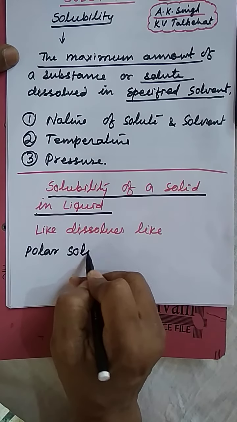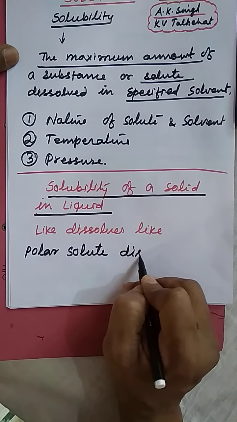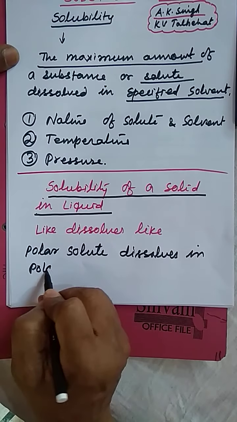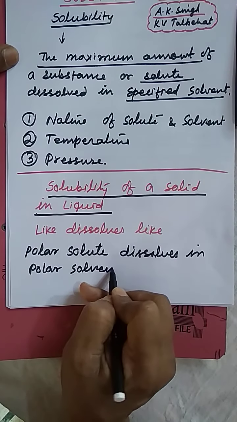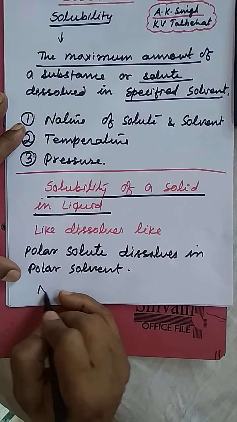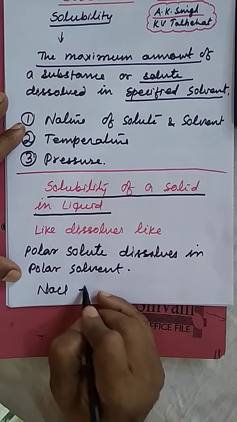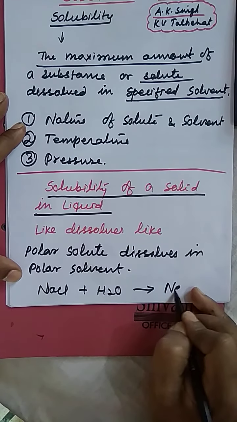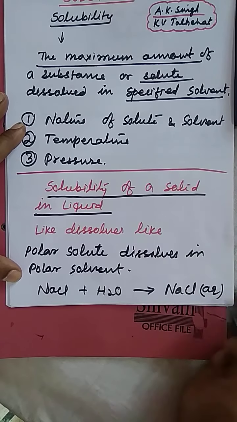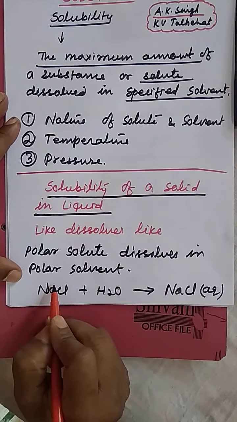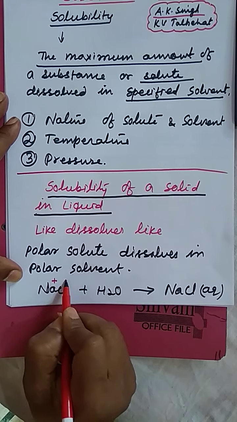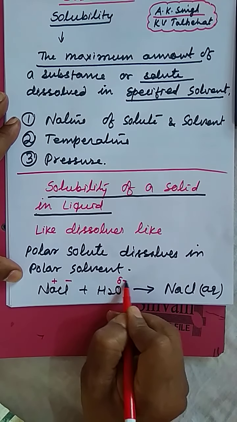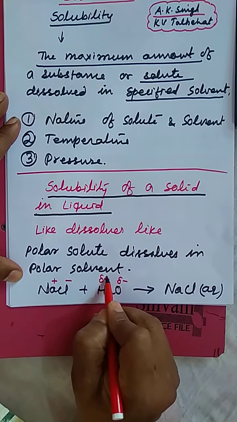polar solute dissolves in polar solvent, as for example NaCl dissolves in water, and an aqueous solution of NaCl is prepared. Here both are polar. NaCl is polar because it has positive and negative ions. This one is also polar because it has partial negative and partial positive. Right?